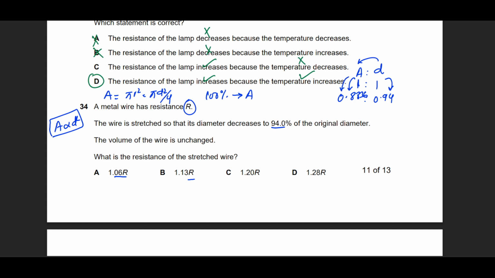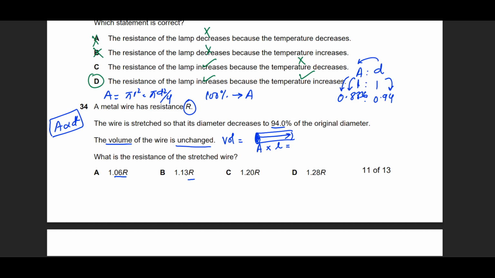He says that the volume is unchanged. This is the interesting part. If the volume is unchanged, then what happens to the volume of a wire? How do we calculate this? We have a cross-sectional area and we have the total length. If I multiply both of them, I get the total volume.